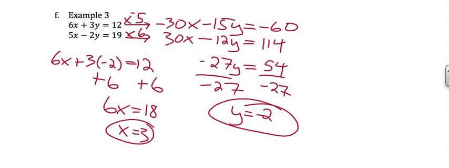Okay, that's it for solving systems by elimination. The big keys are, I guess, don't forget to multiply all 3 terms by a constant when you're choosing to do that. And also don't forget that you can multiply by a negative if you need to get those signs opposites. That's it for this one.